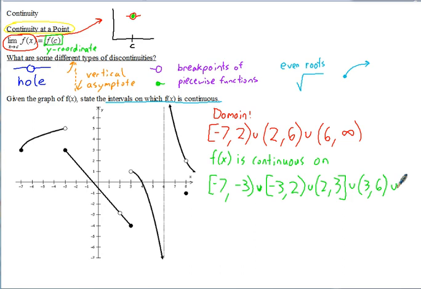Then union. Then it goes from 6 with a parenthesis. There's a hole at 8 with a parenthesis. And then we have this point all by itself here. Now that means 8 is in the domain. However, we're looking at the intervals on which f is continuous, and a point by itself is not considered an interval, so we skip that. And then we go from 8 with a parenthesis. You can see it goes right forever, all the way to infinity.